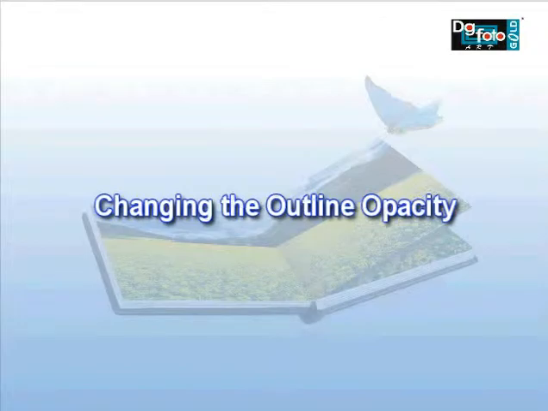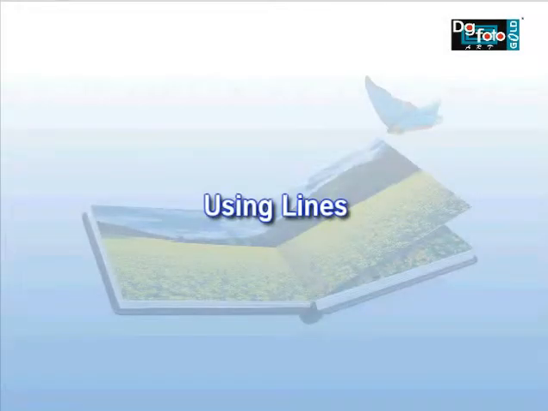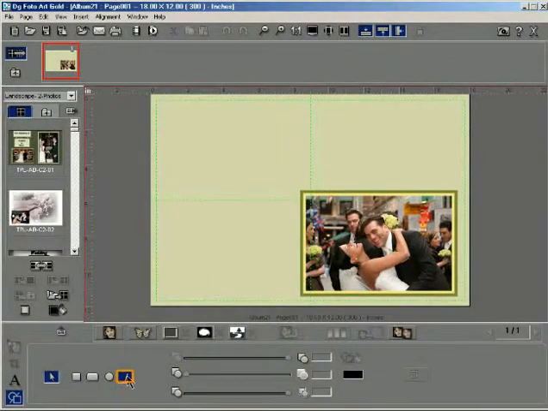Changing the outline opacity. Click on the shape with an outline. Drag the outline opacity slider to vary the opacity of the outline. The results are seen instantly. Using lines. Click on the line button to activate the line tool. The cursor immediately changes to the line cursor.